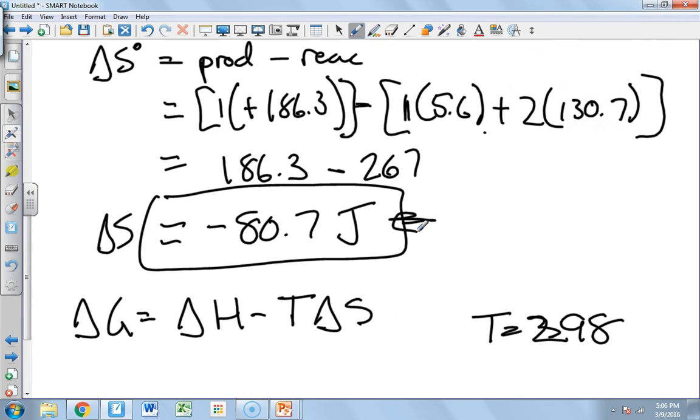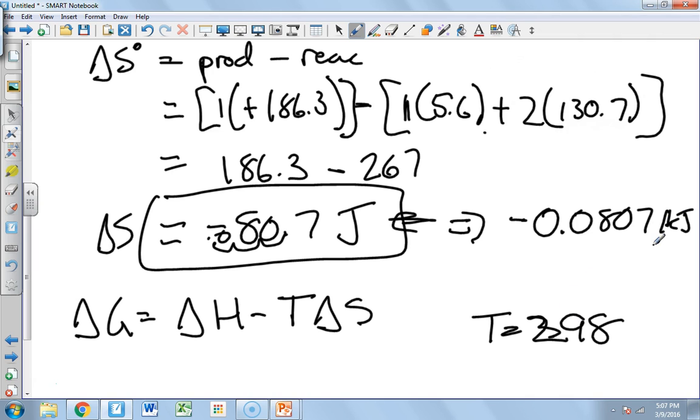That is a huge hurdle for students doing this, because when this happens, students forget to interconvert. So I always like to take joules and put them into kilojoules. It just becomes easier. So now this in kilojoules is negative 0.0807 kilojoules. I move the decimal point over 1, 2, 3. Okay, good. So there it is.